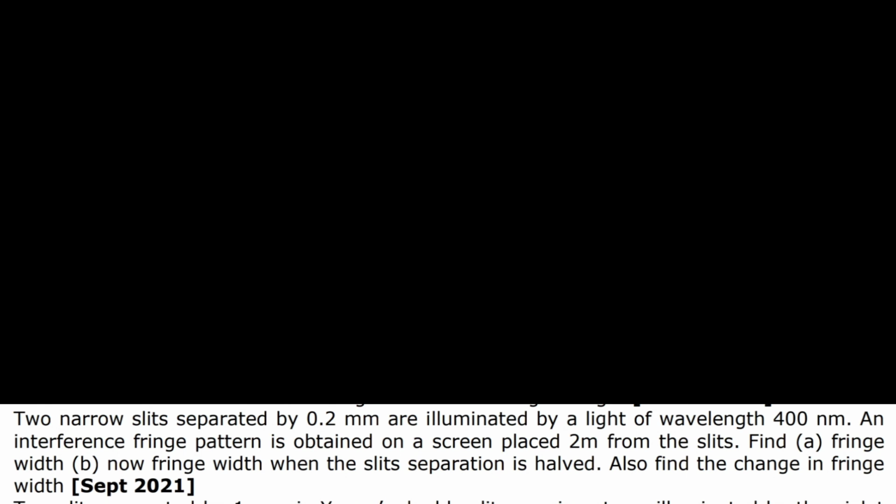Second one, the new fringe width when the slit separation is halved, means the slit separation is reduced to half of the previous value. And also find the change in fringe width. Okay, so let us solve this.